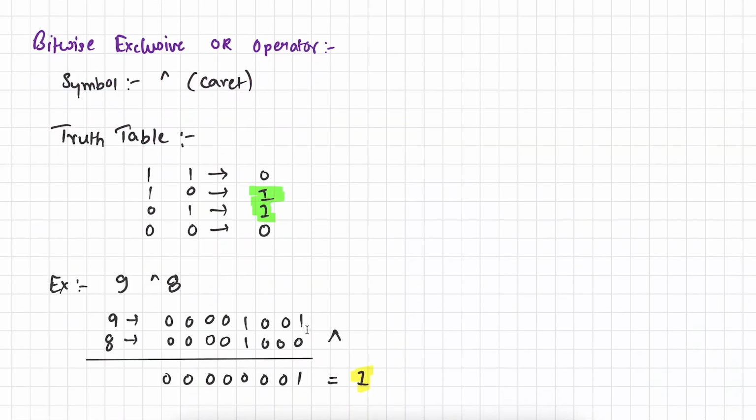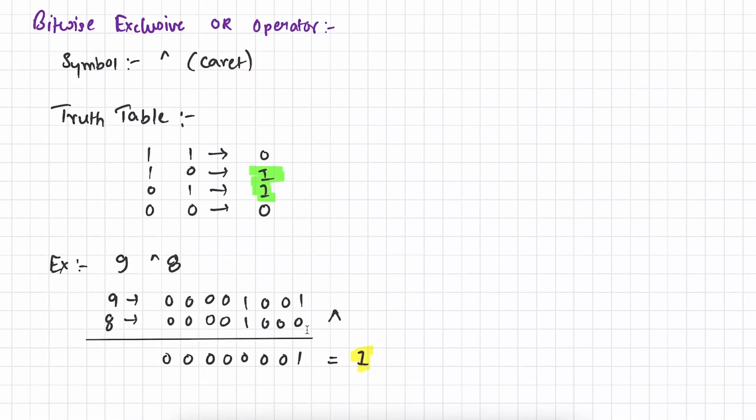Moving on to the next bitwise operator. The next bitwise operator we are going to study is the bitwise exclusive OR operator. The symbol used to represent bitwise exclusive OR is the caret symbol, and we also call it the XOR operator. Now let's quickly see the truth table of this operator. When two operands are 1 and 1, we get 0. If only one of the operands is 1, then we get 1. And if both operands are 0, we get 0.